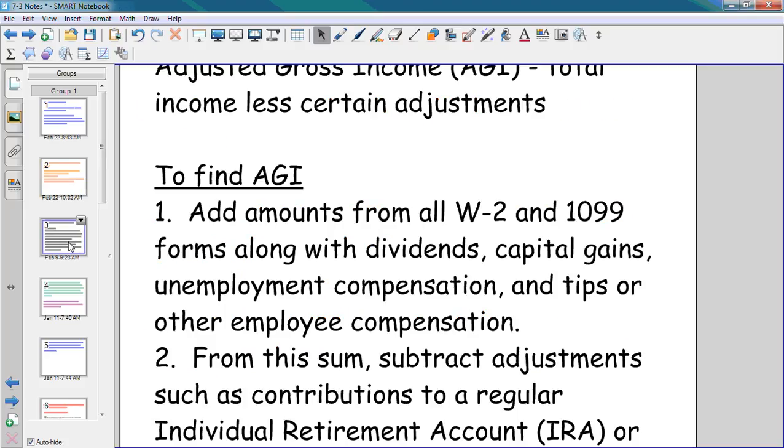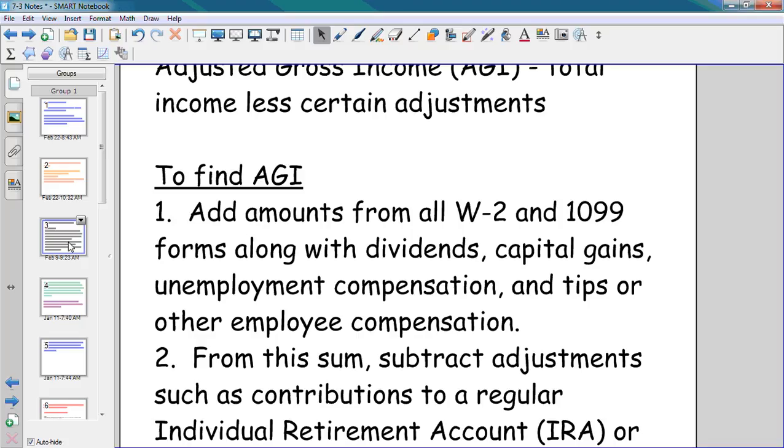Adjusted gross income, or AGI. What is AGI? It's your total income minus certain adjustments. What do I mean? In order to find AGI, you add all the amounts from your W-2s or 1099s, and also any other income that you've had: dividends, capital gains, unemployment.